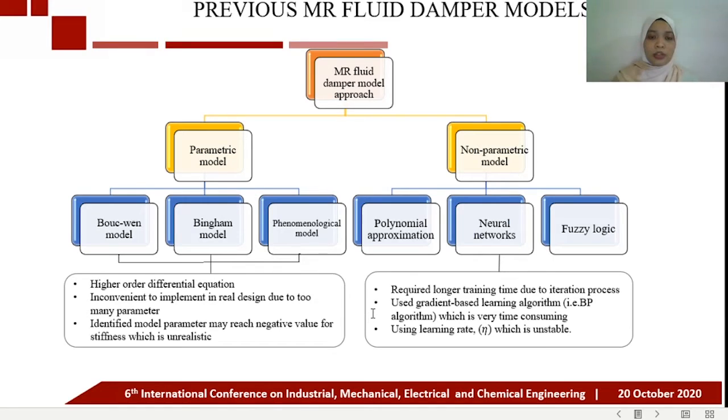Among non-parametric models, neural networks have shown the simplest method to model this hysteresis behavior. Nevertheless, the conventional neural network requires longer training time due to its iteration process, such as the backpropagation learning algorithm. Therefore, this work proposes a new modeling technique to replicate the hysteresis behavior of MR damper called extreme learning machine. So next we move to the next slide.